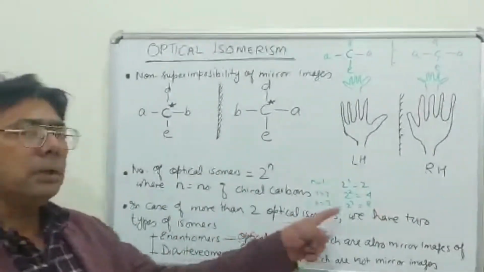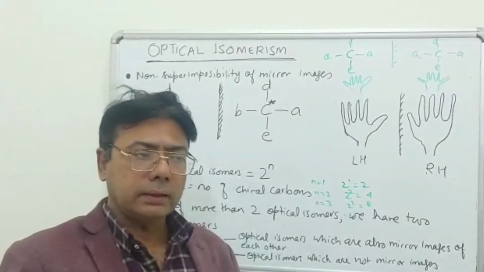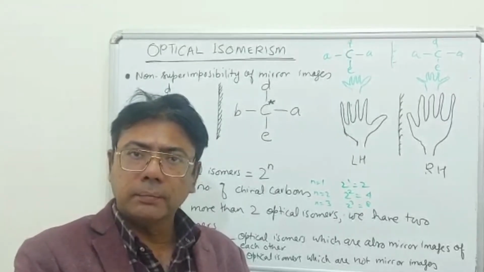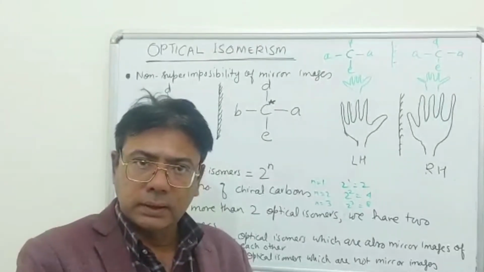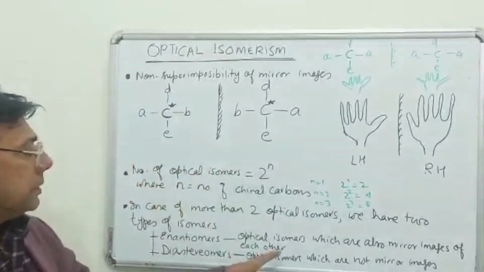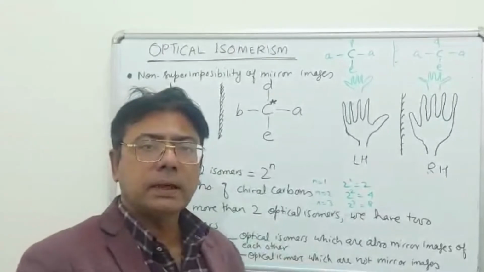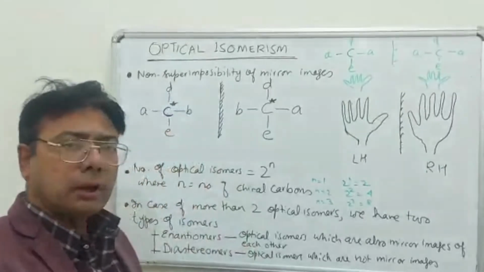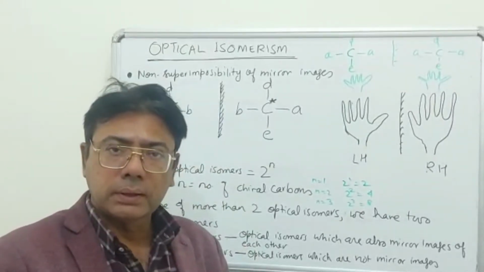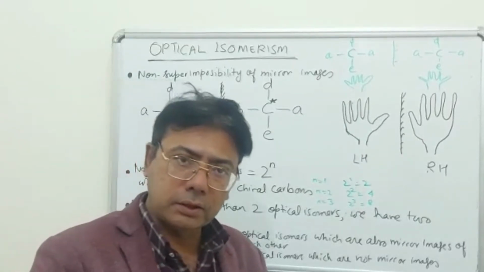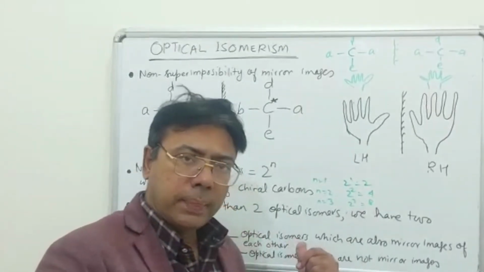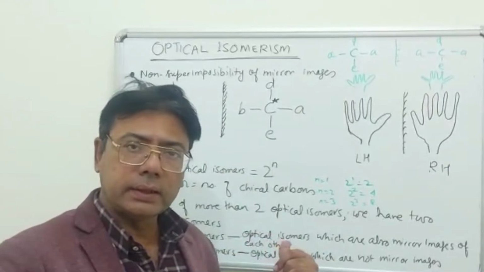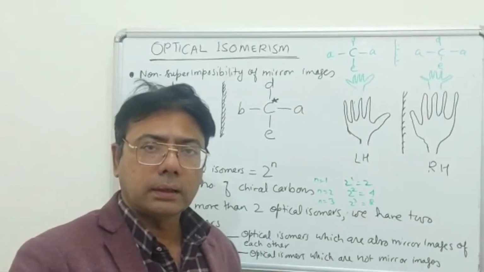Now come to this point. When we have more than 2 optical isomers, then 2 will be mirror images of each other, but the rest will not be mirror images, but they will be optical isomers. So in that case, those two which are optical isomers as well as mirror images are called enantiomers. And those optical isomers which are optical isomers but are not mirror images are called diastereomers. So next we will see this phenomenon in case of monosaccharides. That is, first we will see it in glyceraldehyde, and then we will see it in other higher monosaccharides.